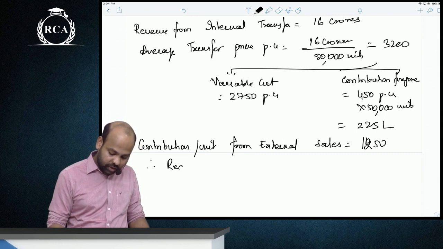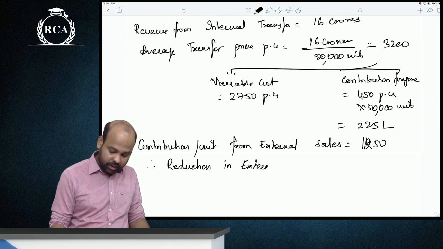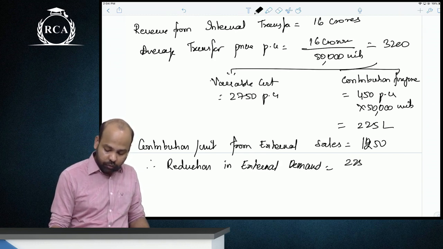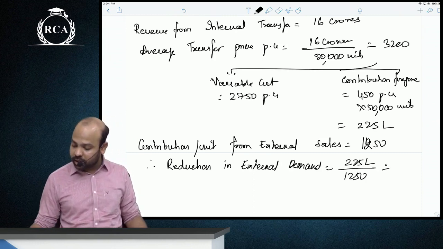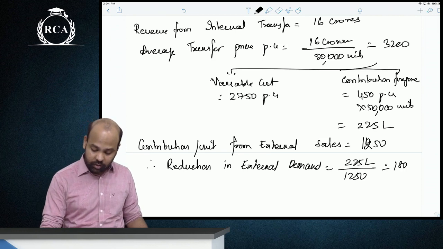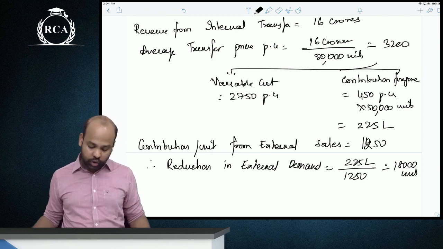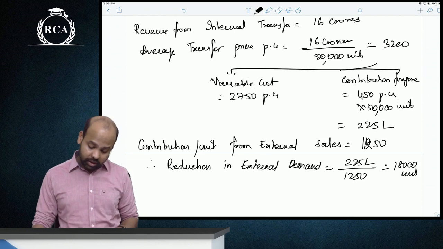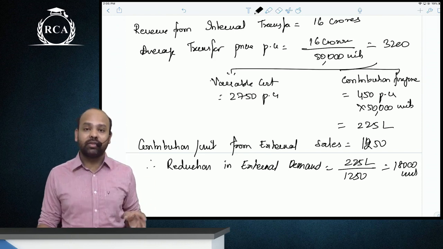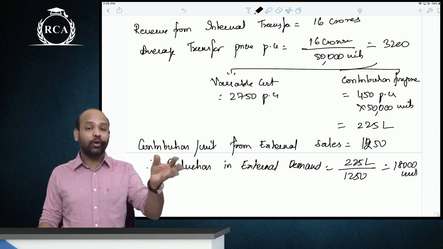Therefore, what is the reduction in external demand? We have foregone a contribution of 225 lakhs, and per unit, we know that it was 1250 rupees. So that is 18,000 units. 18,000 units is the reduction in external demand. That 18,000 units would have given us a contribution of 225 lakhs that we are trying to recover from internal transfers.